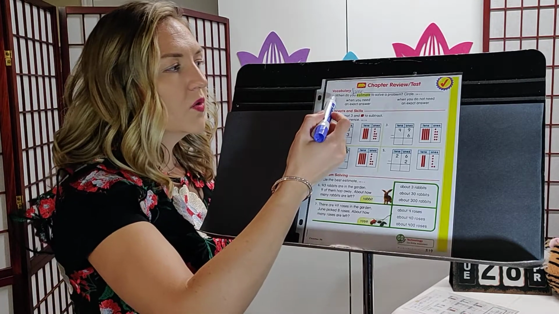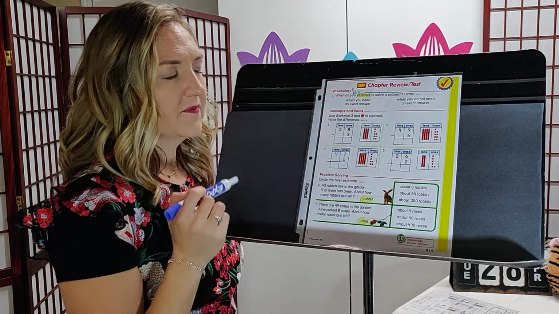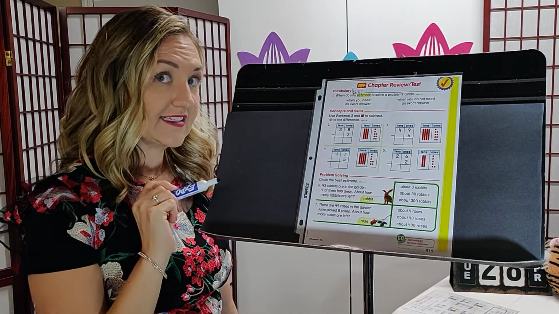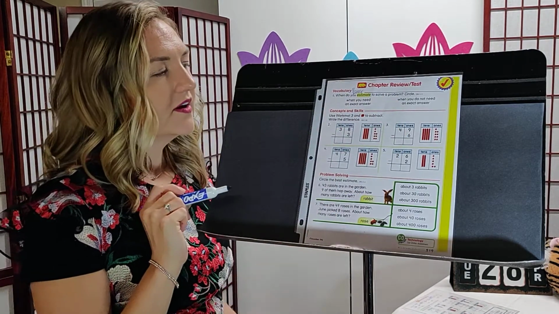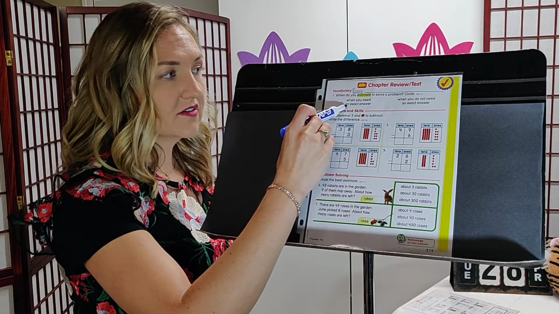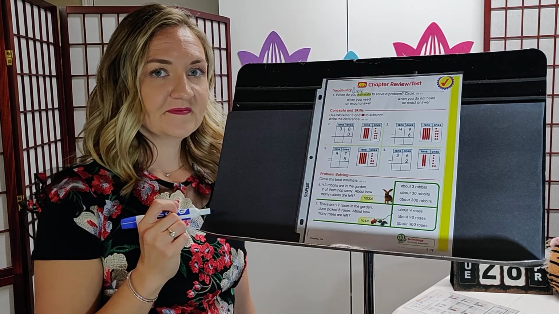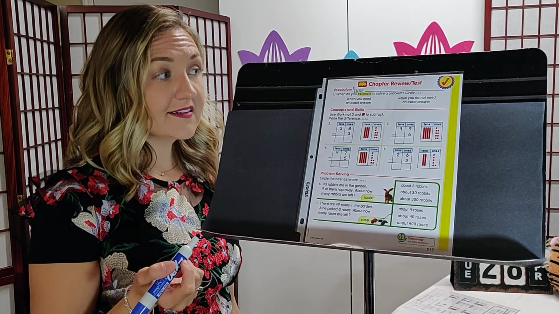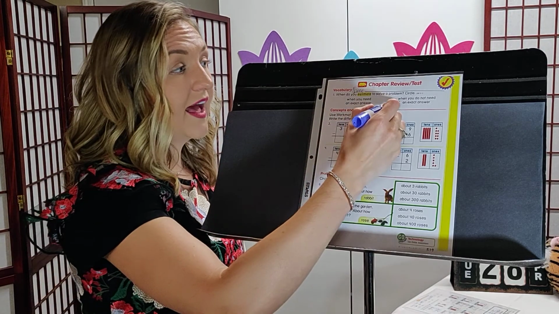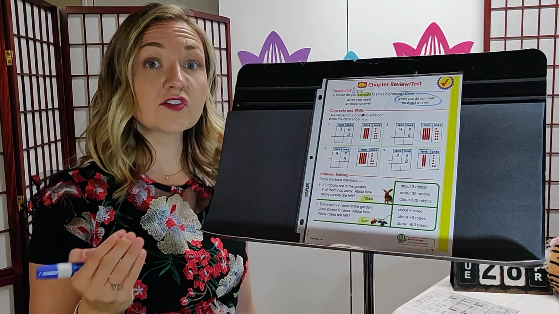Number 1, when do you estimate to solve a problem? Circle. Okay, we've talked about giving an estimate. That was what we just completed. So do we give an estimate when you need an exact answer or when you do not need an exact answer? An estimate, a good guess, is when we do not need an exact answer. We're just giving an answer that is close.